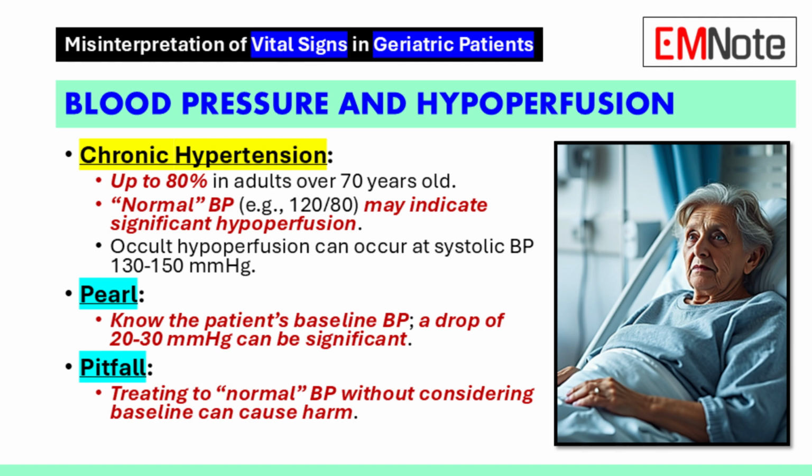Pearl. Know your patient's baseline blood pressure. A drop of even 20 to 30 millimeters of mercury from their usual systolic BP can be significant. Pitfall. Treating to a normal blood pressure without considering the patient's baseline and end organ perfusion can result in iatrogenic harm.